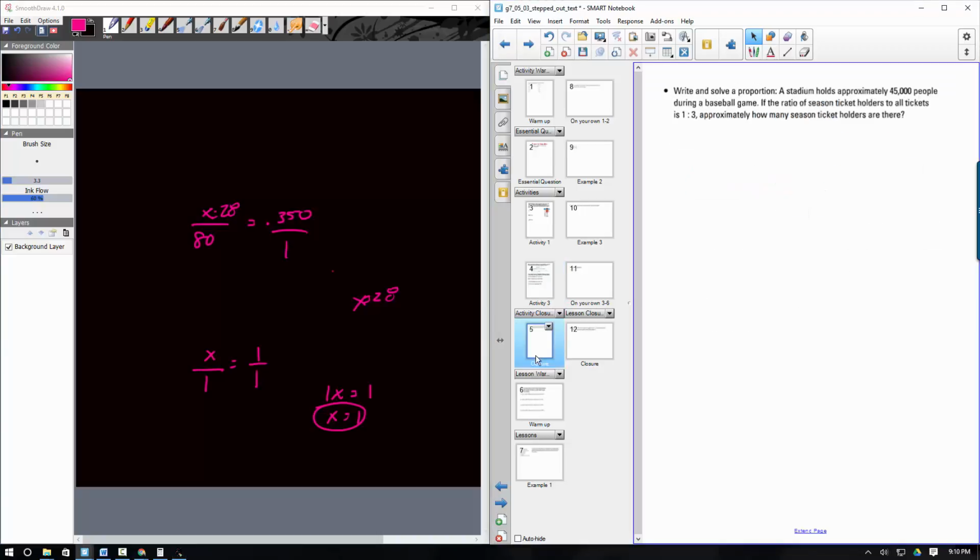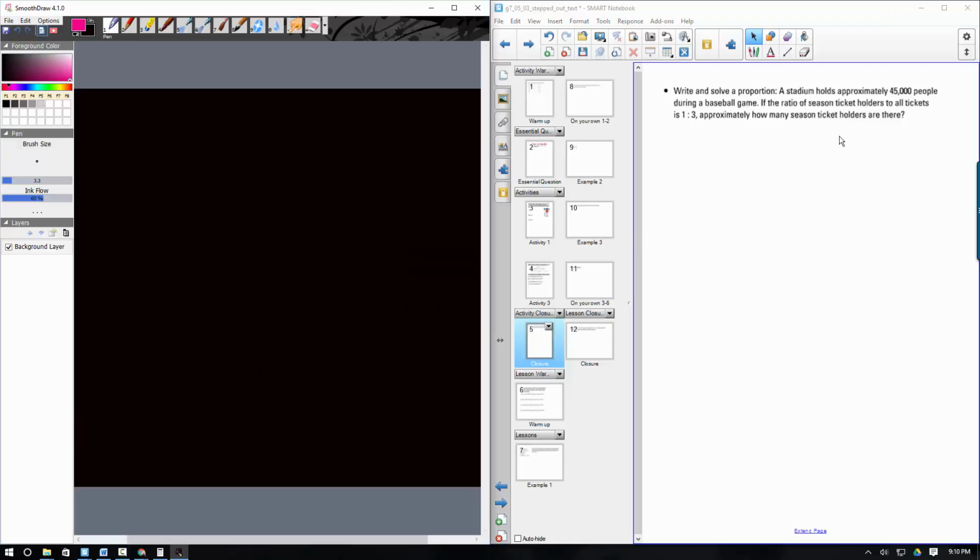All right, so the next one says that a baseball stadium holds approximately 45,000 people. So I'm going to write that down. That is my total amount of people, 45,000 people. And it says the ratio of season ticket holders to all tickets is 1 to 3. Well, this 45,000 represents all. So I'm going to go 1 over 3.